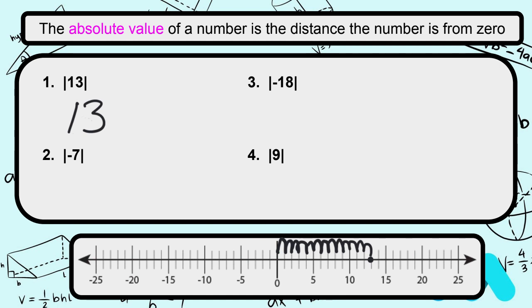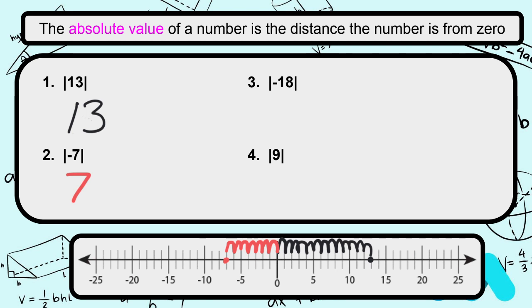Okay, let's go to -7 now as well. I'm going to change up my color here. I'm going to use the red color. And I'm going to find -7 on my number line. And I've got my red dot there. And I'm going to count, again, the distance, how many spaces there are between -7 and 0. So there are 1, 2, 3, 4, 5, 6, 7 spaces. Therefore, the absolute value of -7 is 7.